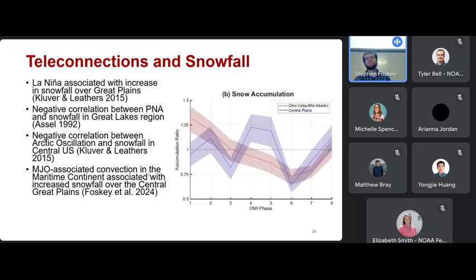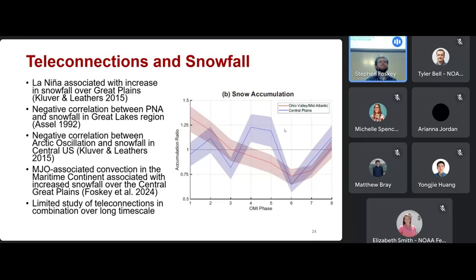This figure shows the snow accumulation as a ratio relative to climatology, with the blue being the uncertainty bands. And you can see that in phases 4 and 5 of the MJO, which corresponds to that convection over the maritime continent or the Indonesia area, there is enhanced snowfall compared to otherwise.